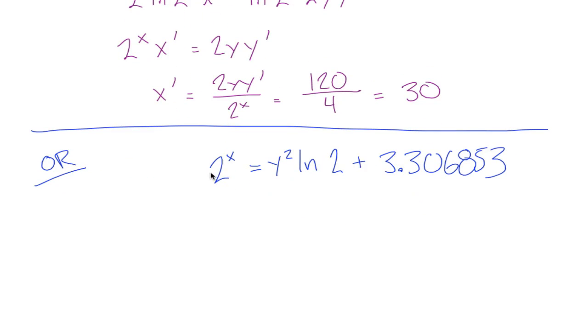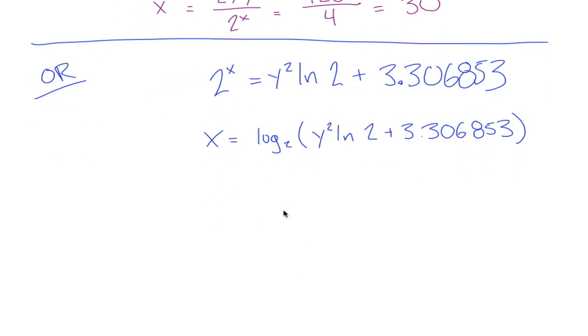It's okay, take log base 2 of both sides of this equation. Or you take the natural log of both sides of the equation, whichever you prefer. But if you do log base 2 of both sides of the equation, you'll get x equals log base 2 of y squared times natural log of 2 plus 3.306853. And the advantage to this is now it's easier to take the derivative of the left-hand side. Derivative of x is just x prime because x is a function. Unfortunately, the right-hand side, not that easy, but we can deal with it.